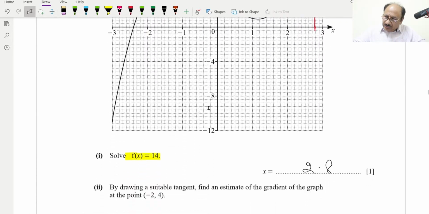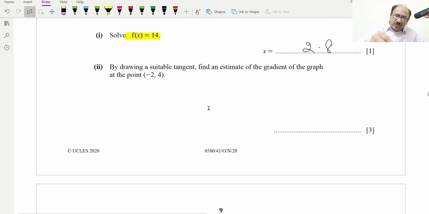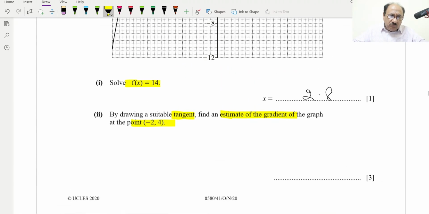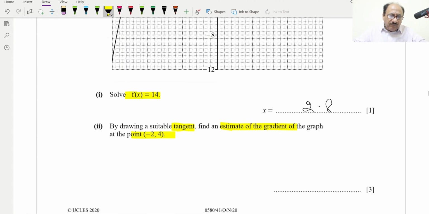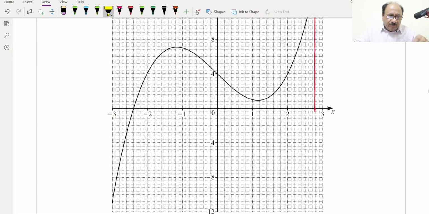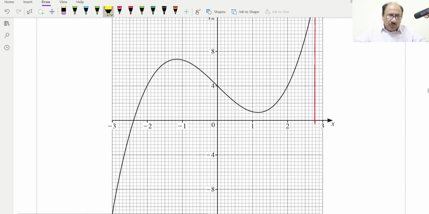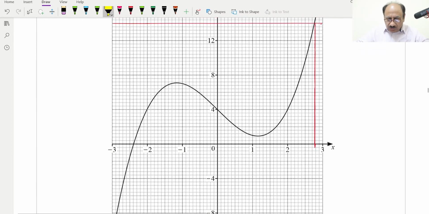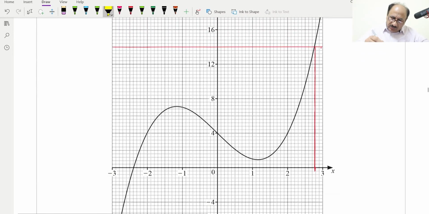Next part is this one: by drawing a suitable tangent, find the estimate of the gradient of the graph at the point -2 and 4. So we have to draw the tangent at -2 and 4, and I will trace it over here. Basically the point is this one.